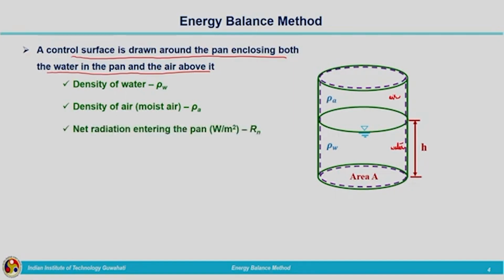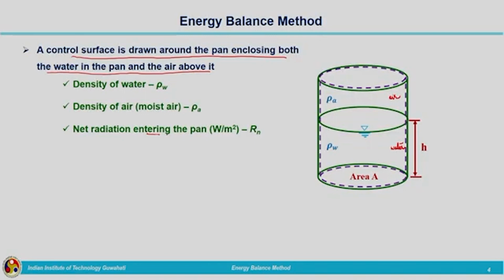Then comes the net radiation entering the pan. How is the evaporation process taking place? The water is absorbing the heat energy from the sun and that energy is utilized for the change of phase from water to gaseous phase. So, net radiation entering the pan can be represented by notation Rn.